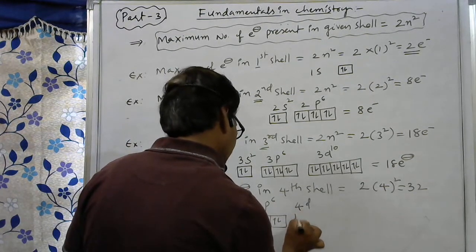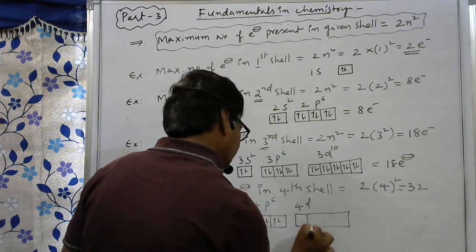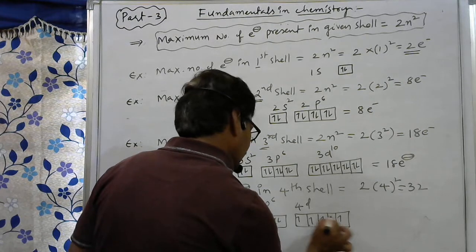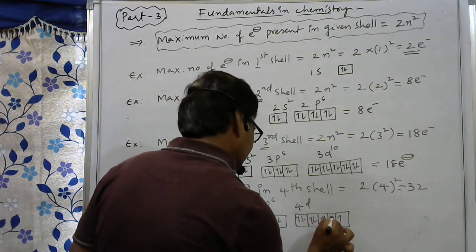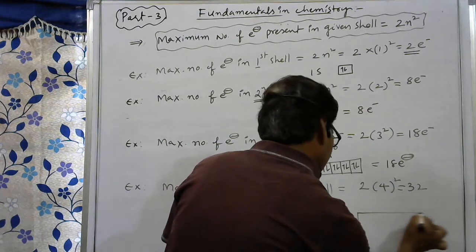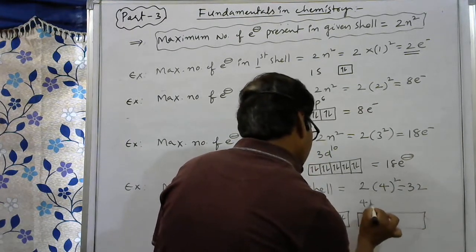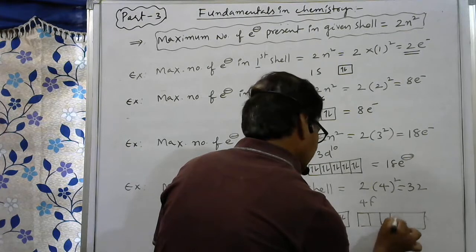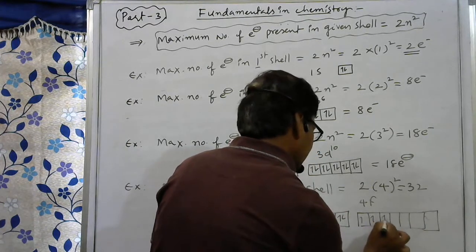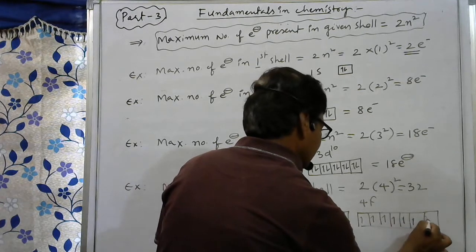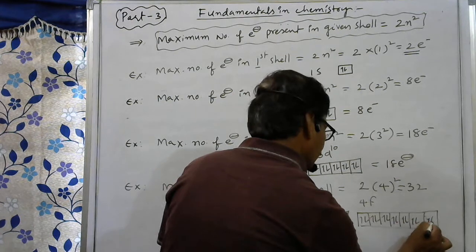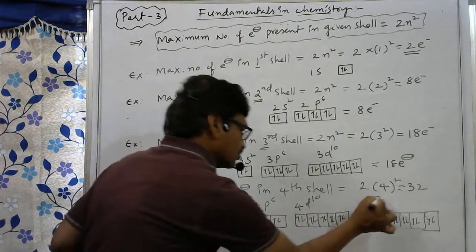4d, here 1, 2, 3, 4, 5 boxes means 1, 2, 3, 4, 5, 6, 7, 8, 9, 10. Here 10 electrons. Then 4f. 4f means here 1, 2, 3, 4, 5, total 7 orbitals means here 1, 2, 3, 4, 5, 6, 7, 8, 9, 10, 11, 12, 13, 14. F orbital carries 14 electrons maximum.